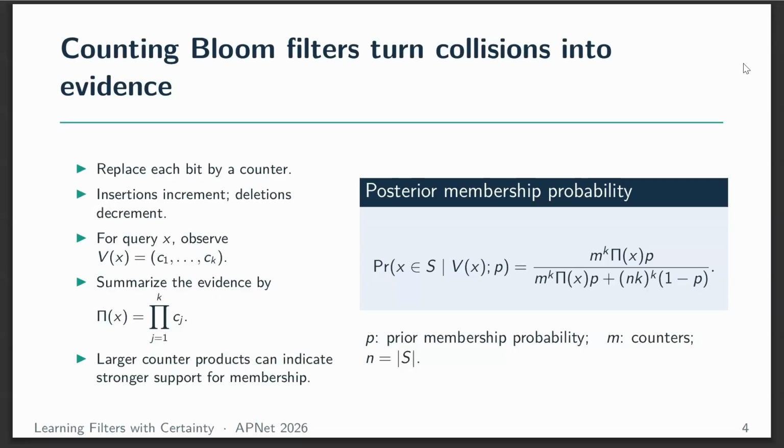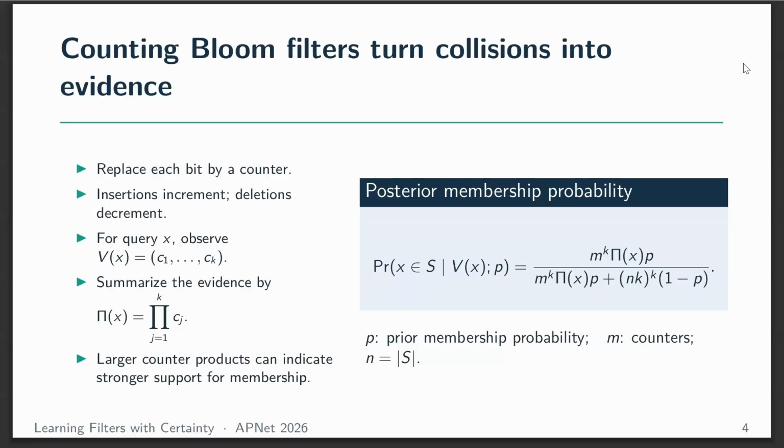This probability is affected by the parameters of the counting Bloom filter, like M and K, which are the memory size and the number of counters, but it is also affected by a priori probability, which we denote by P, which is the a priori probability for the membership of the elements. But it is also affected by the exact values of the counters, actually by the product of these counters.